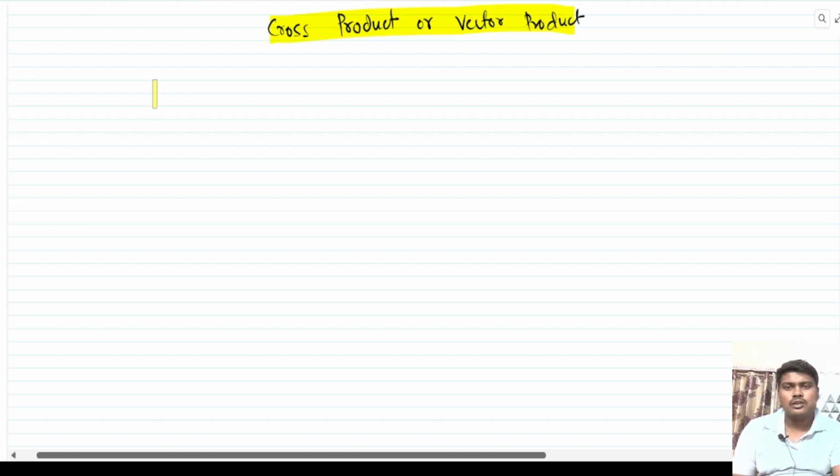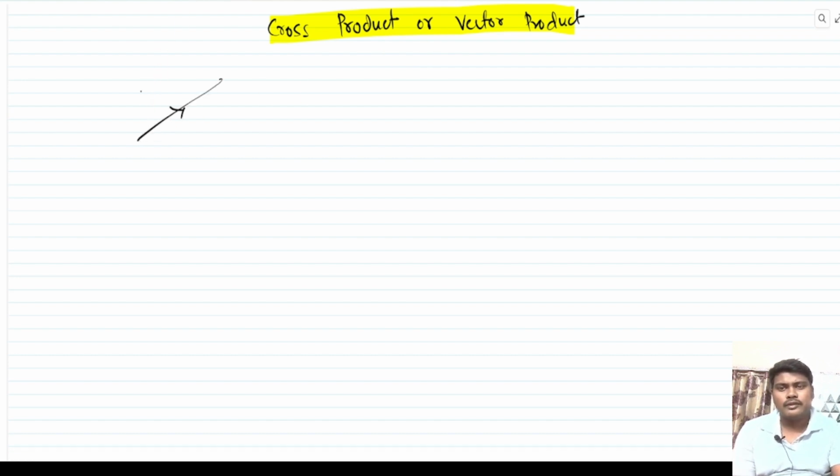Today we discuss the cross product of two vector quantities. It is sometimes called the vector product, because the cross product of two vectors is a vector quantity. Let us consider two vectors, a vector and b vector.